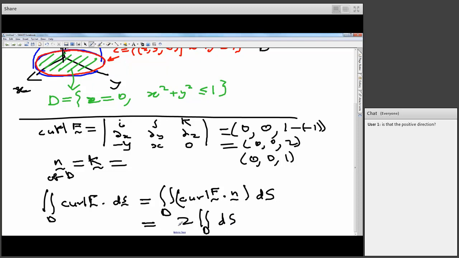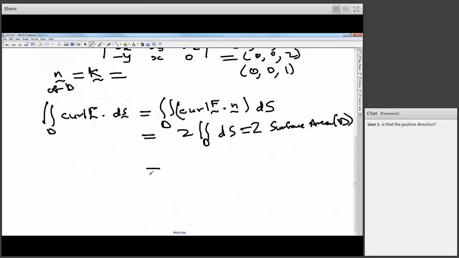So now I'm just integrating 2 over the whole surface. And since it's just the integral of 1, that's just the surface area of my disk. Because the disk is a nice circle, I know the area of a circle well, at least I used to: the area of a circle is pi times the radius squared. And since the radius is 1, it's 1 squared, and therefore the answer is 2 pi.